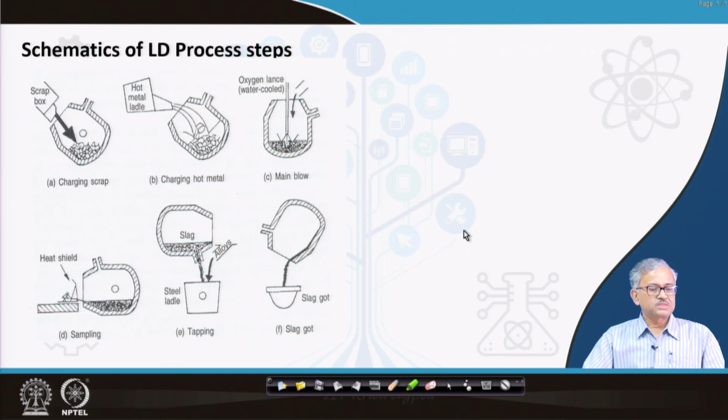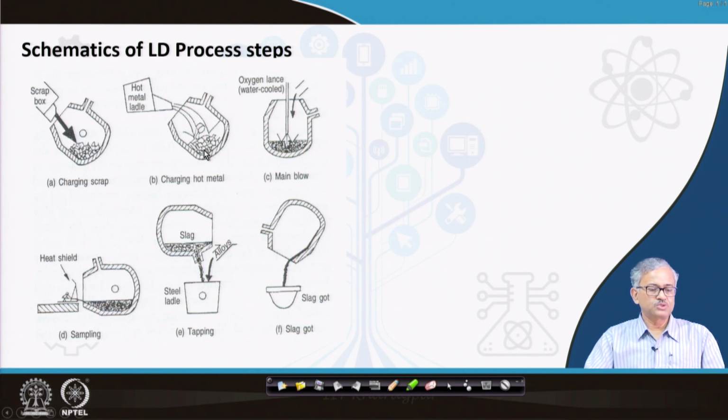Okay, now I will come to the schematics of the LD process, how the LD process starts, that is, what is the sequence of charging of different raw materials and when the refining takes place, all these things. So, first you can see from the scrap box, the scrap is charged directly into the vessel like this, and then the hot metal is charged over the scrap.